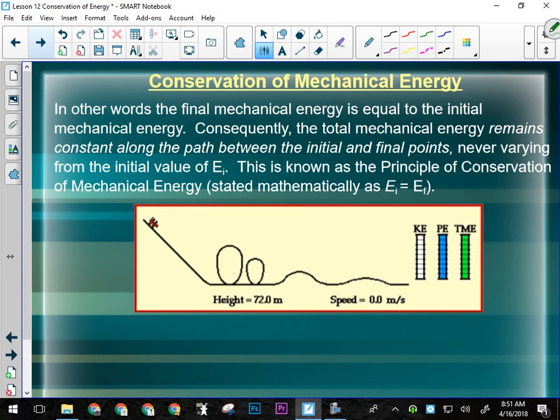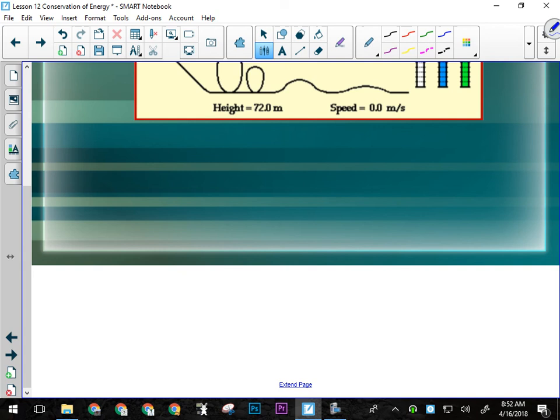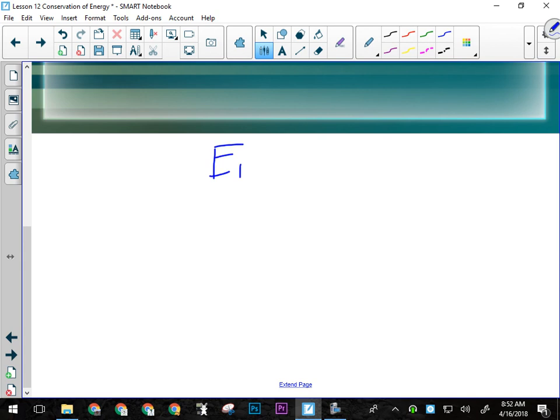All right. So in other words, the final mechanical energy for a true conservation of energy problem is equal to the initial. Final and initial have to be equal. So consequently, the total mechanical energy remains the same. None of it is lost to friction or other forces or anything like that. So that's the principle of the law of conservation of mechanical energy. And when we state that mathematically, we write it like this. The next step after that is to expand that out. So we have E_i equals E_f, these being initial mechanical and final mechanical.